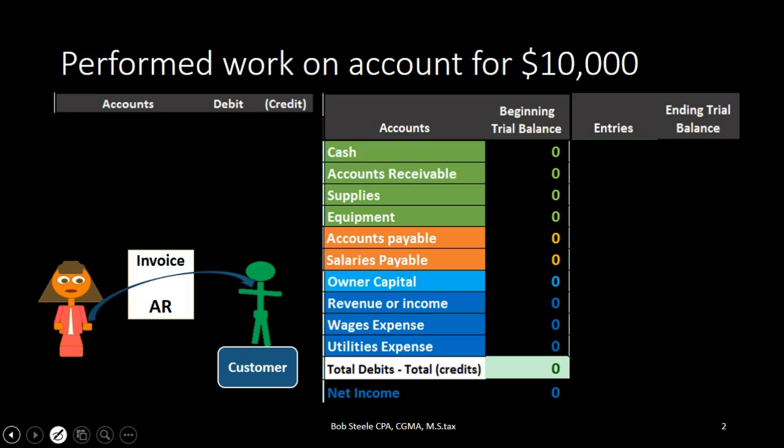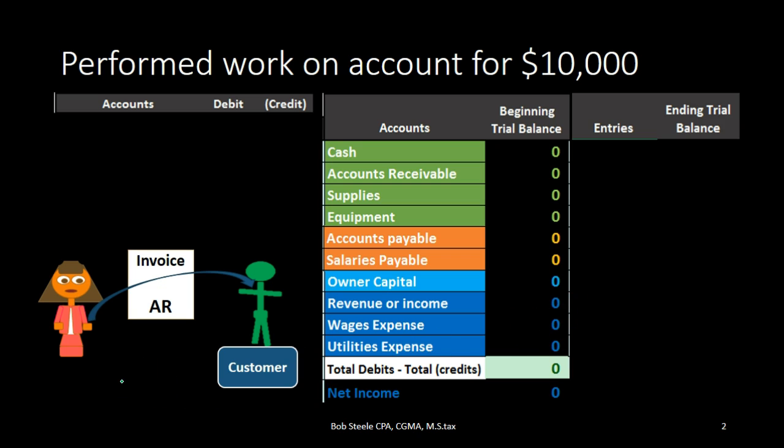Hello, in this lecture we're going to record a transaction related to the revenue or accounts receivable cycle. We're going to record the journal entry up here on the left hand side and post that journal entry to the trial balance to see the impact on the accounts on the right hand side. Accounts including assets in green, liabilities in orange, equity in the light blue, and the income statement part of equity, revenue and expenses in the darker blue.